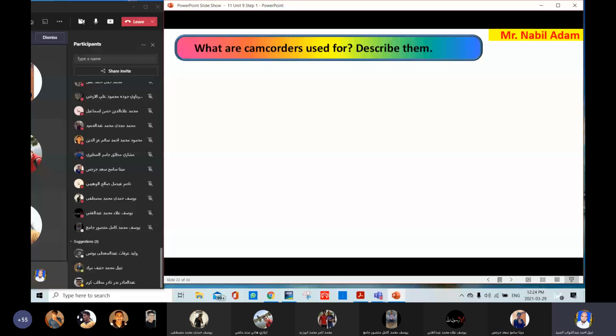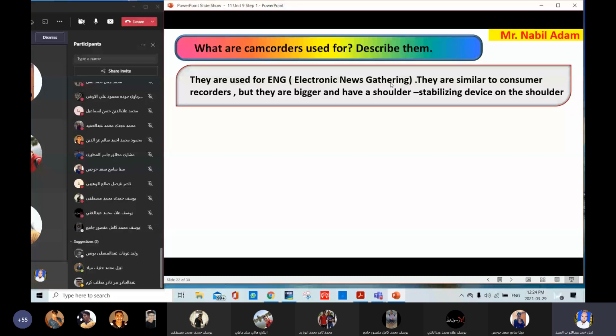Okay. Here, they are used for ENG. ENG here, Mina, means electronic news gathering. So they are not used for recording what? Recording films. They are used for electronic news gathering. You can gather the news in the street or in any place. They are similar to consumer recorders. They are bigger and have a shoulder stabilizing device on the shoulder. So camcorders are carried on the shoulder, not in the hand.